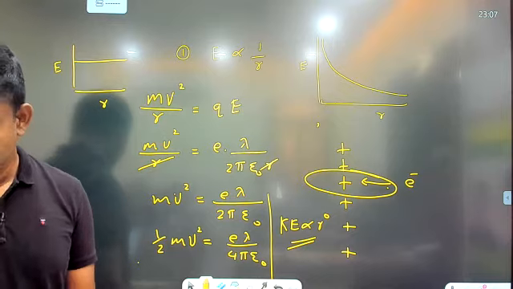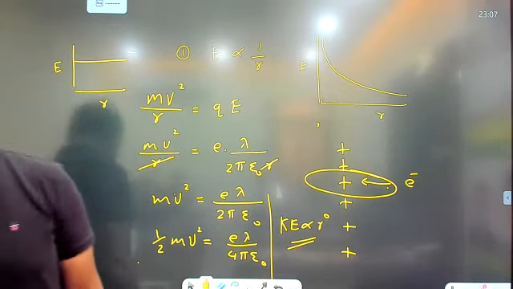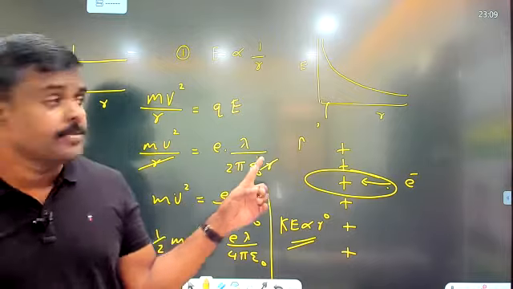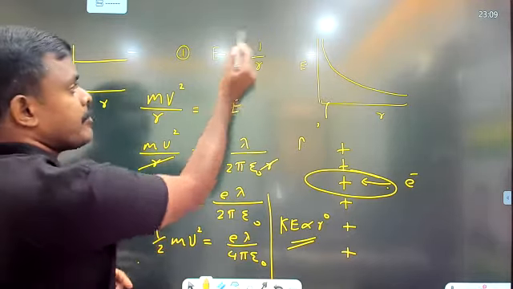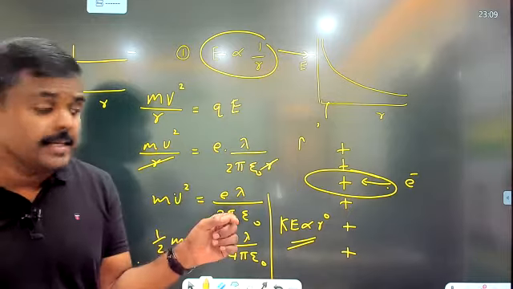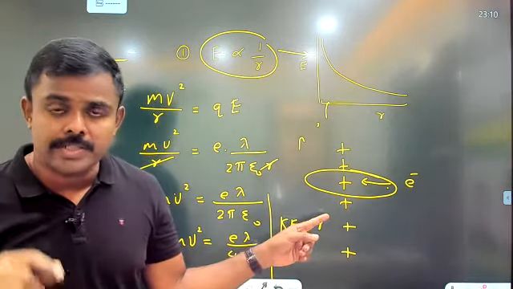Understood? I repeat one more time. See, we have this question one more time. This is line of charges, electric field against distance. This graph is important. Second one, they are asking a particular question. It's an advanced level question. It was asked only once.